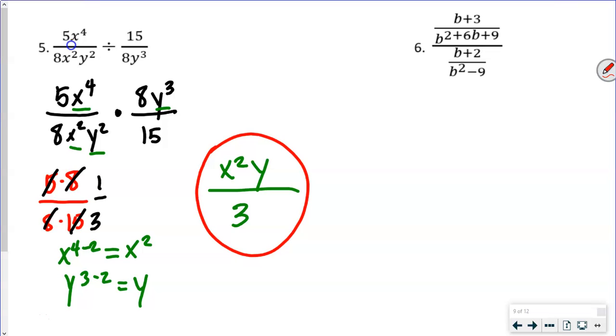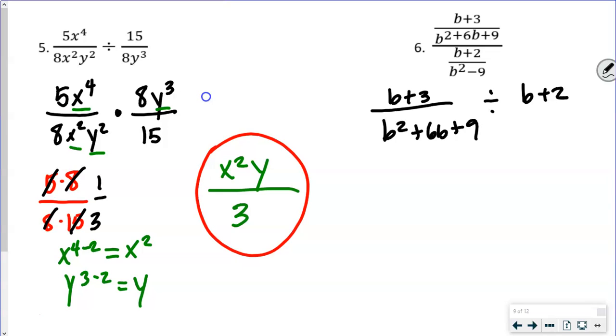So now, again, this is what we call a complex fraction, y'all. Okay, so again, remember, it's just division, so I'm going to rewrite it just so you guys can see it. b plus 3 over b squared plus 6b plus 9, and that's divided by what? b plus 2 over b squared minus 9.